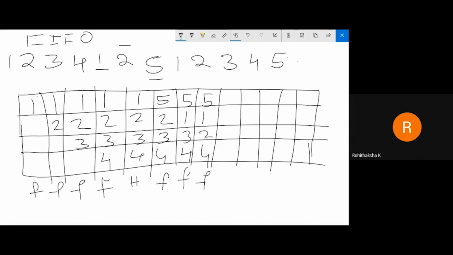Now the next thing is 3. 3 is not there, so we have to replace. So it becomes 5, 1, 2, 3, and mark it as a page fault. Now the next thing it is requesting is 4. Where is 4? 4 is not there, so replace it with page number 5. So I'll get 4, 1, 2, 3, and it is also a page fault.